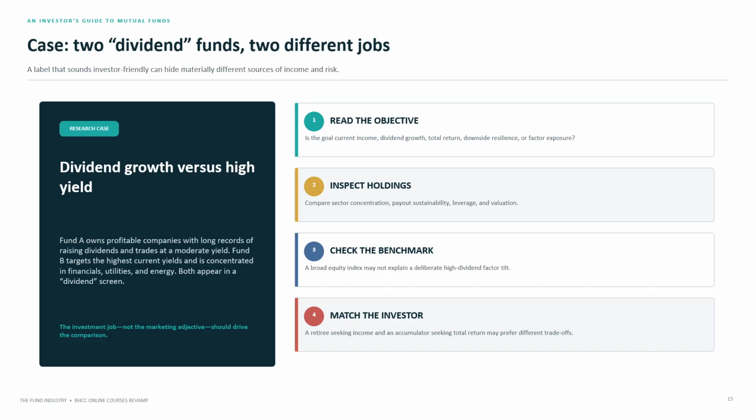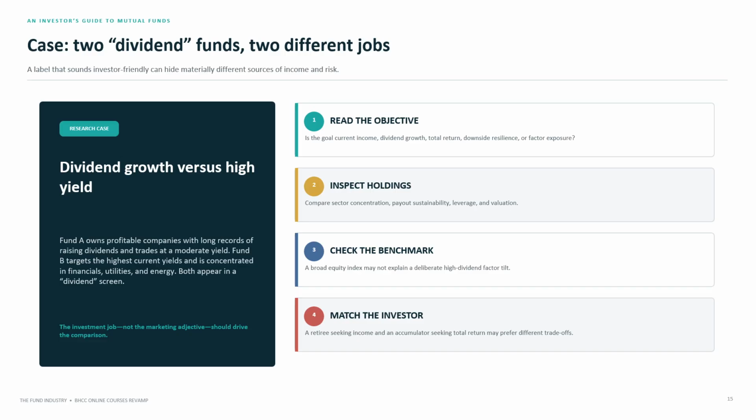Consider two funds that both appear in a dividend screen. Fund A owns profitable companies with long records of raising dividends and offers a moderate current yield. Fund B targets the highest available yields and is concentrated in financials, utilities, and energy. These are not substitutes. Start with the objective. Is the investor seeking current cash flow, dividend growth, total return, downside resilience, or a factor tilt? Then inspect holdings, payout sustainability, leverage, sector concentration, and valuation.